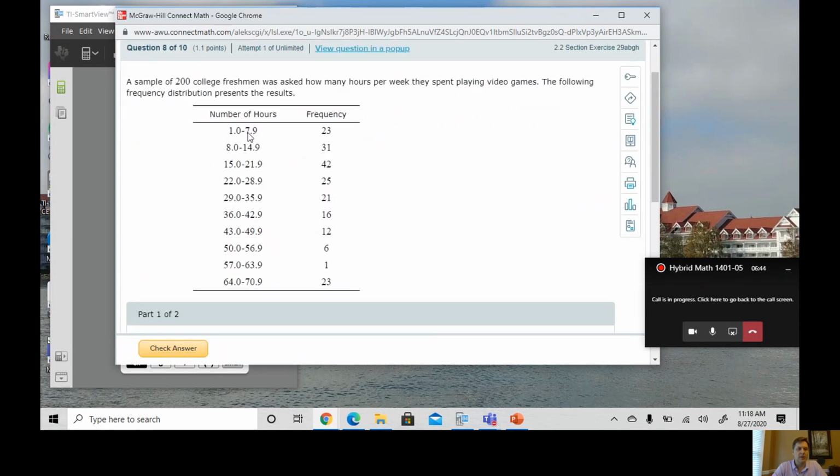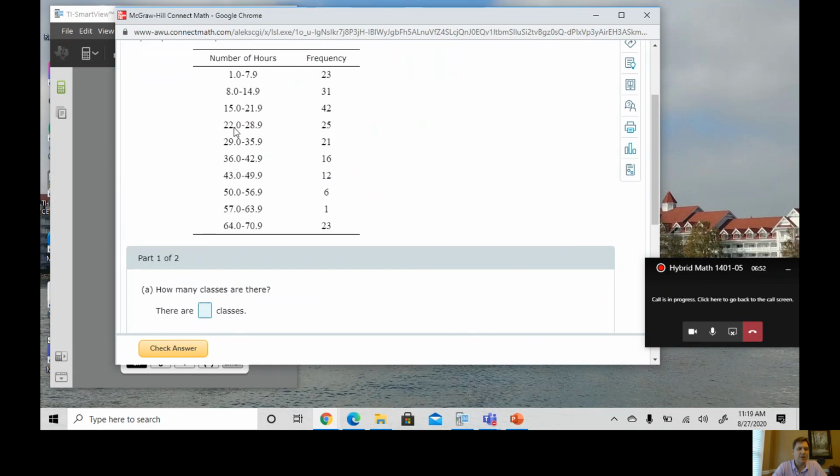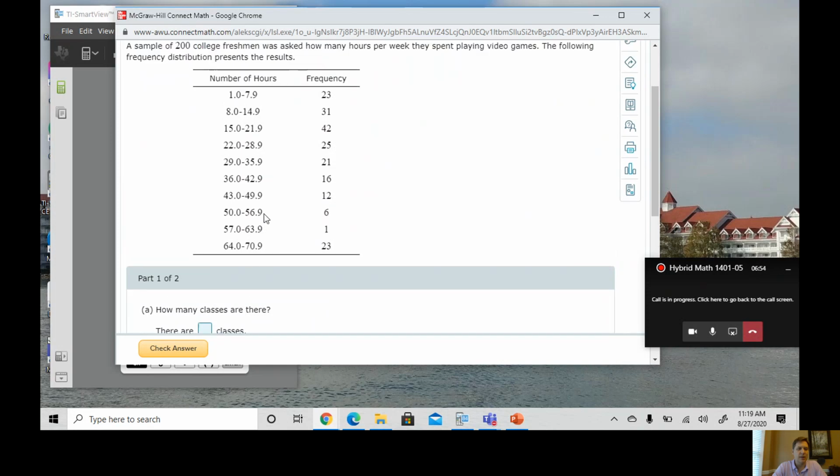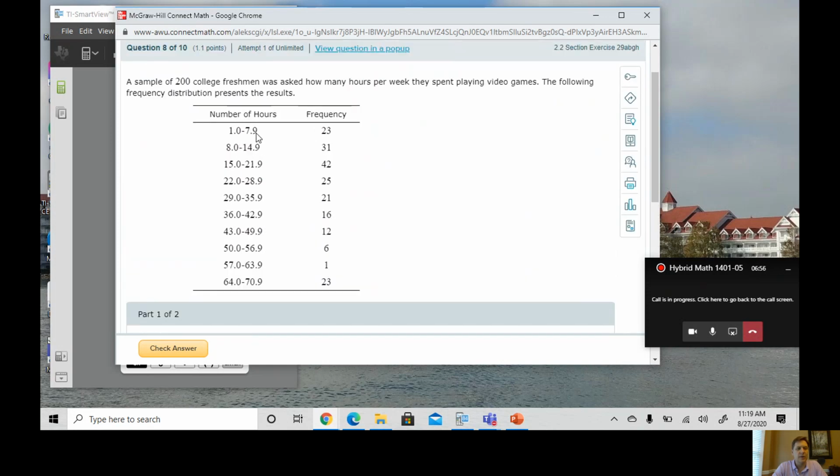All right, so here's an example of frequency distribution, and it asks how many classes. That's pretty obvious. You count them, right? But look, the upper class limit goes up to 7.9. It really goes to 7.9 repeating almost, okay?